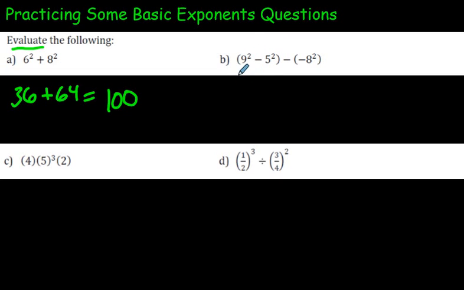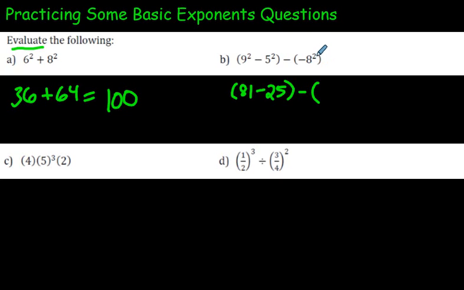So 9 squared is 81, and 5 squared is 25. And over here we have minus negative 8 squared. We're going to assume that negative 8 belongs to this squared. Okay, we're going to assume the exponent of 2 affects this whole thing here, because it's going to be negative 8 times negative 8.